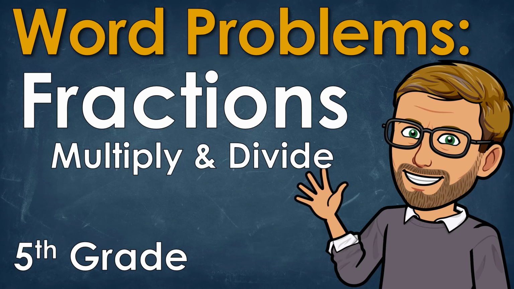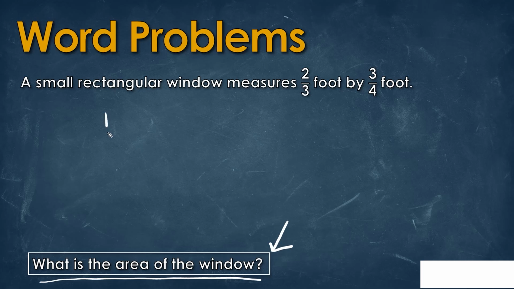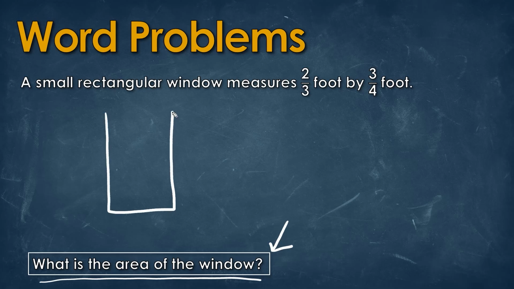In this video, we're going to be solving fraction word problems that utilize multiplication and division. Whenever we look at word problems, it's always good to take a look at what the question is asking. And it's saying, what is the area of a window? Now, a window tends to be rectangular, so we know that a window is going to be a multiplication of the width times the length.